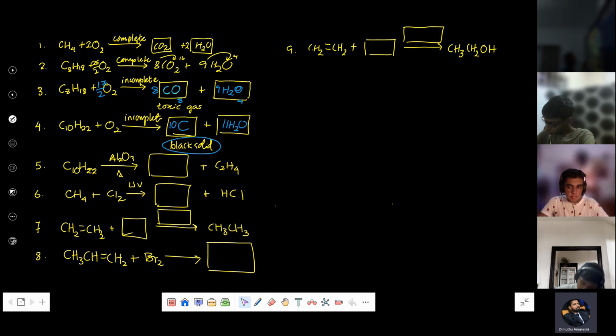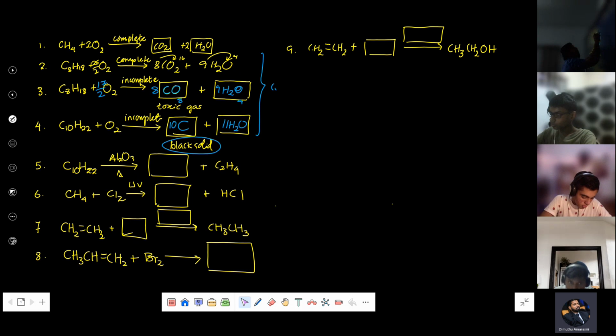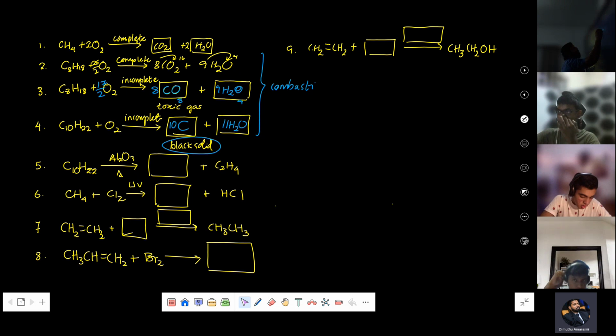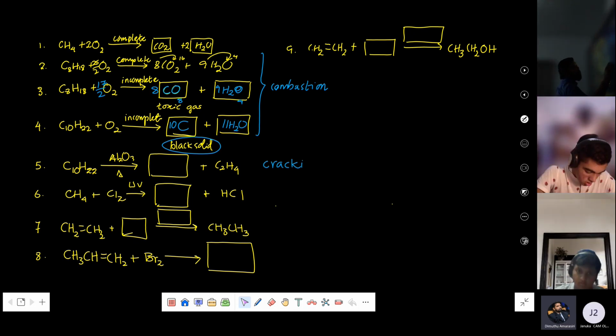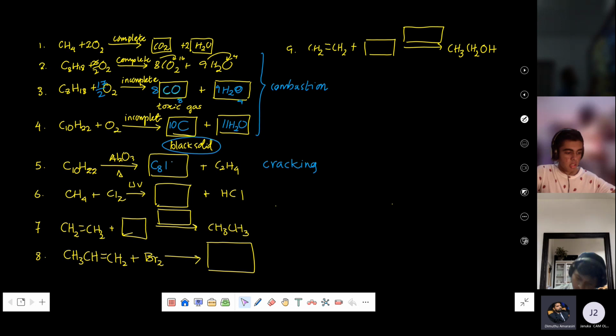And alumina with C10H20. First of all, you need to understand these reaction types. The ones that we just discussed are what reactions? Combustion reactions. And this reaction is a cracking reaction. You need to identify quickly. Cracking catalyst is aluminum oxide. So you have 2 carbon here, therefore 8 carbon, 4 hydrogens there, therefore 18 what? Hydrogen atoms.